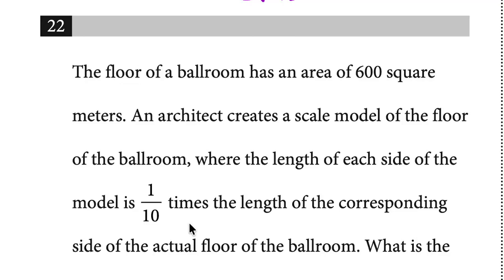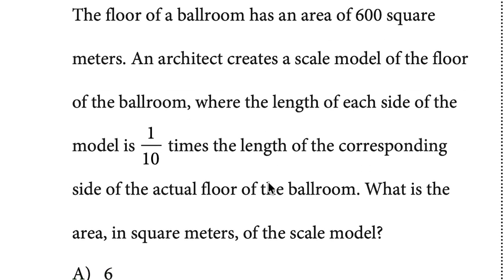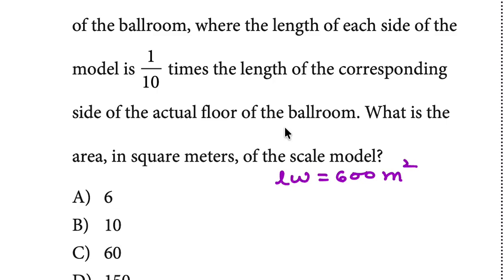Okay, question number 22. The floor of a ballroom has an area of 600 square meters. So it may be a square or it may be a rectangle. That means length times width is 600 square meters. An architect creates a scale model of the floor of the ballroom where the length of each side of the model is 1/10 of the length of the corresponding side of the actual floor of the ballroom.